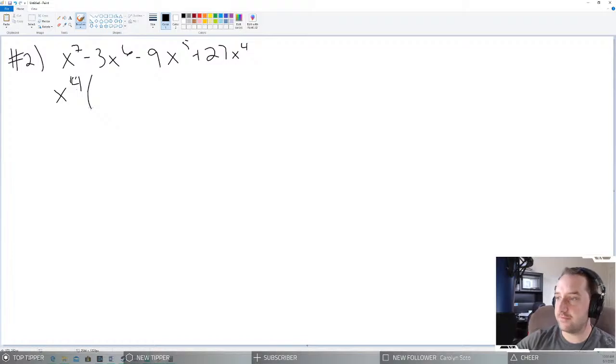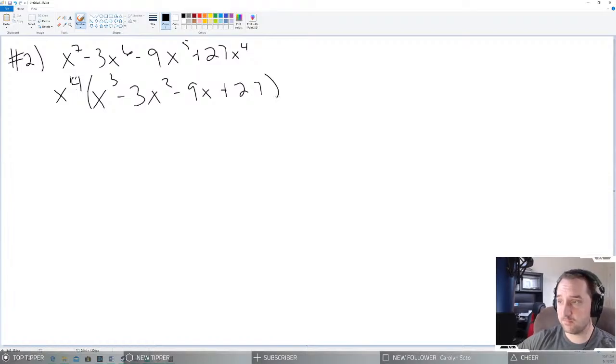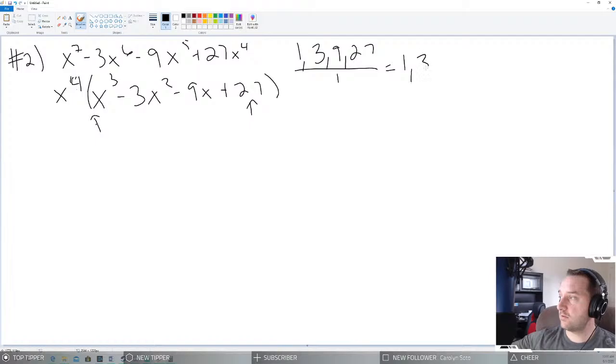And so then what I have left is going to be x to the 3rd minus 3x squared minus 9x plus 27. Then from there, I can do my p's over q's. So the factors of 27, which are 1, 3, 9, and 27, over the factors of 1. So that's going to be 1, 3, 9, and 27, because 1 over 1, 3 over 1, 9 over 1, etc. They're all plus or minus. I'm not going to write them all, but they're all plus or minus.